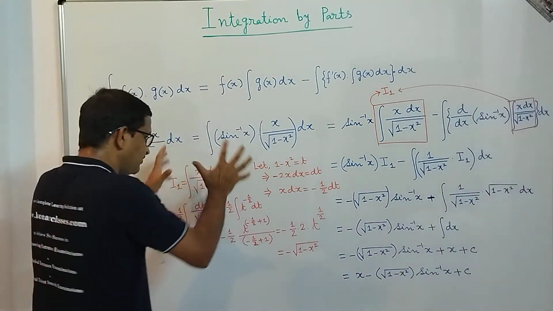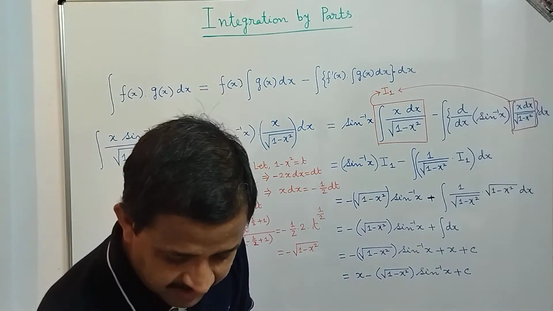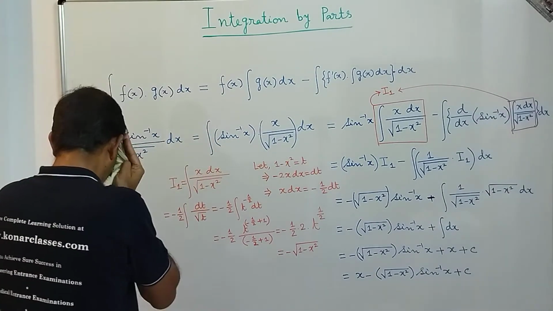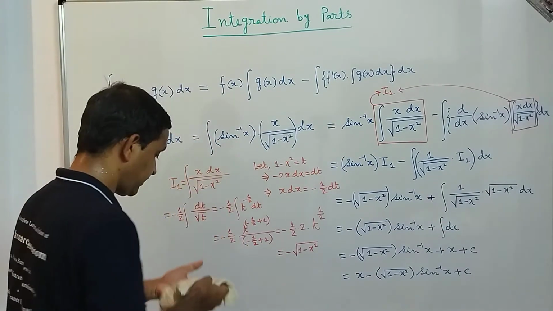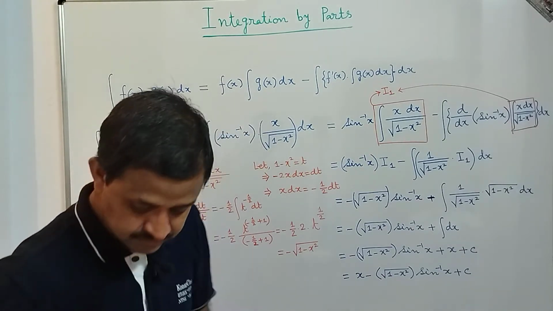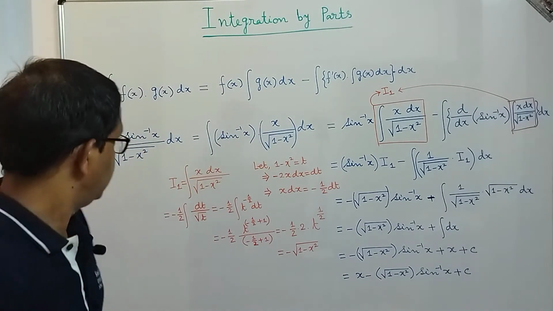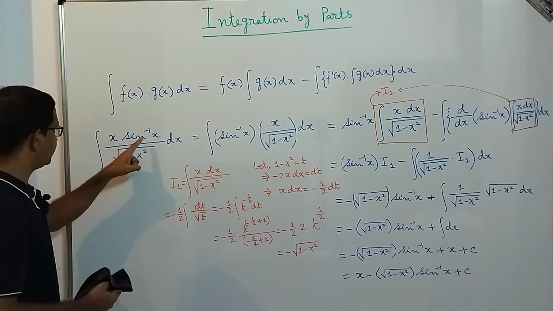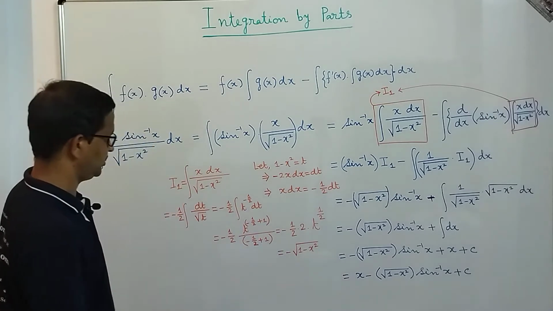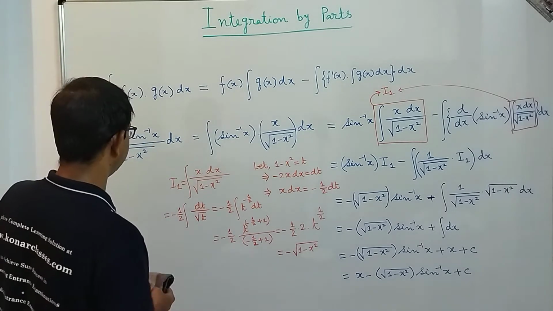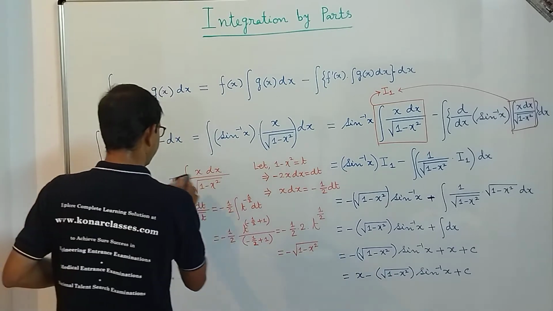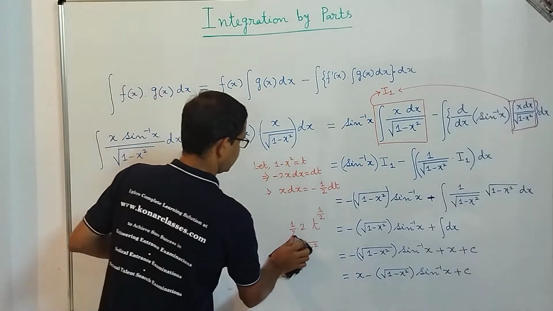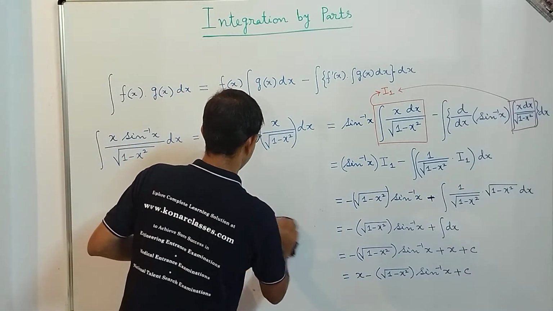Now we can approach the same question in a little different manner also. So let us look into that one. So how to perform that? We can take sine inverse x equal to theta. That substitution also we can do. Let's take it and see how we are getting the result. Let me clean this portion, and let's see how we are going to get it.